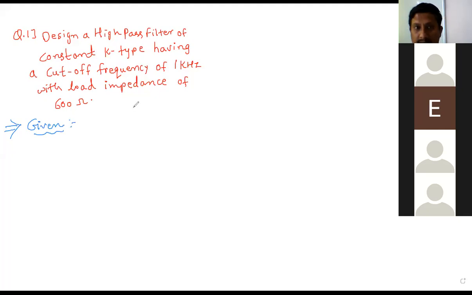What are the given things? FC and K. Yes, FC and K value. So we have to design a constant K type high pass filter. Most of the students are in a hurry. They are not reading which filter they are going to design. They just take constant K type, frequency 1 kilohertz, load impedance 600, and start the low pass filter. But what is the question?